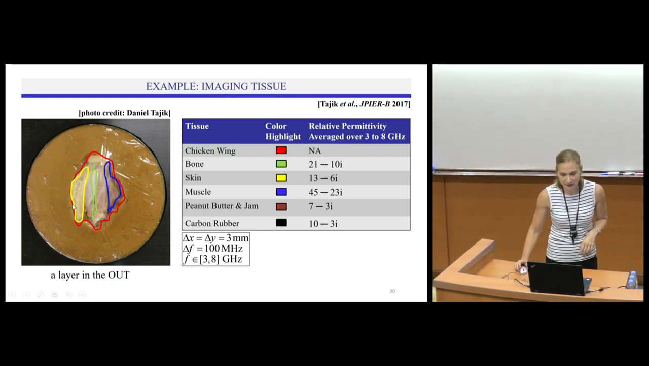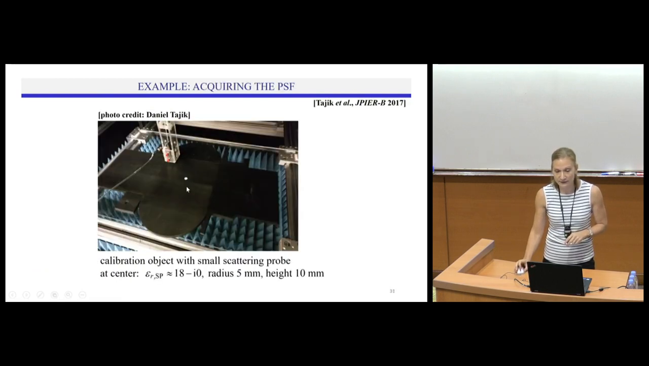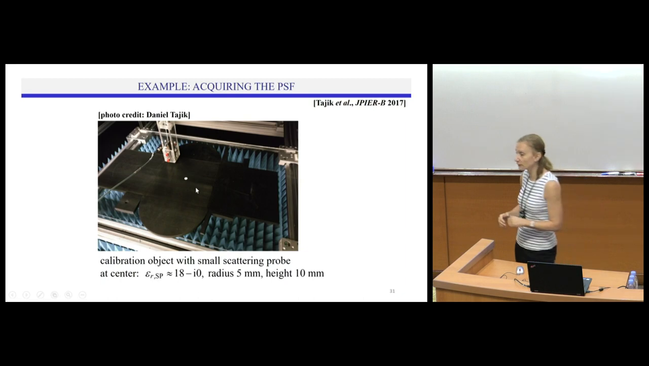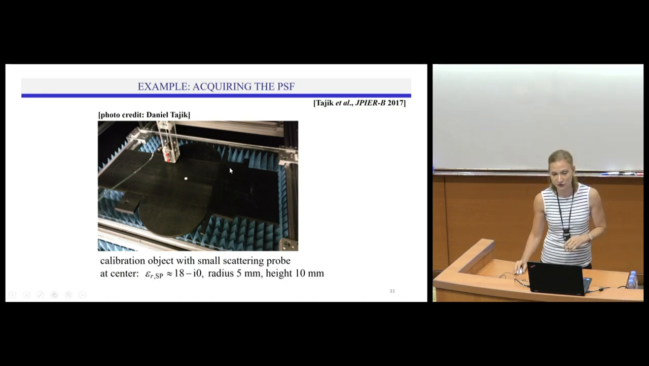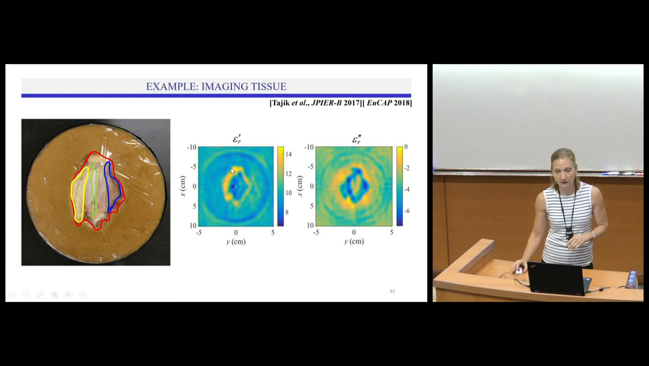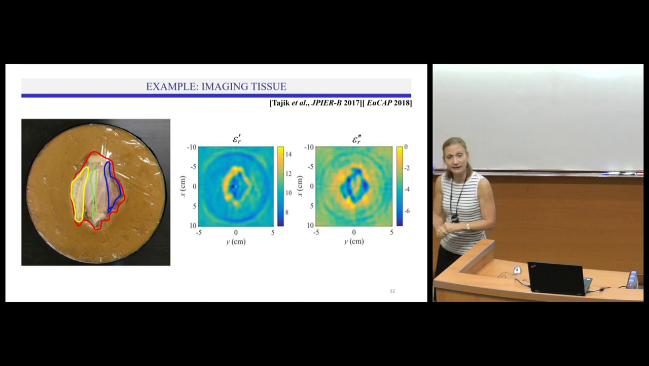Of course, you see here he has skin on the left. He indicated where the two little bones are in the chicken wing, and here you've got muscle. So here is a photo of how he obtained his point spread function by a calibration measurement in the chamber. And here you see results. Notice that these are quantitative results.